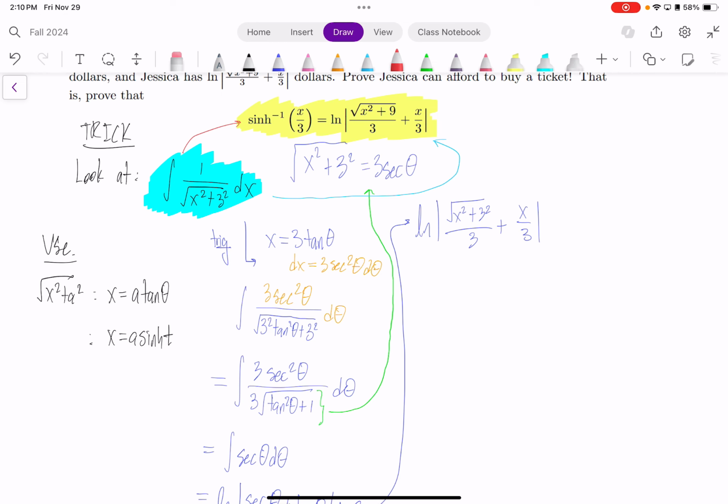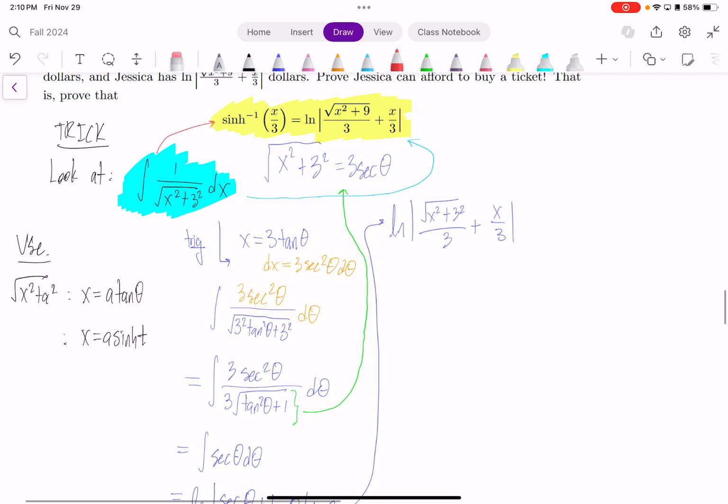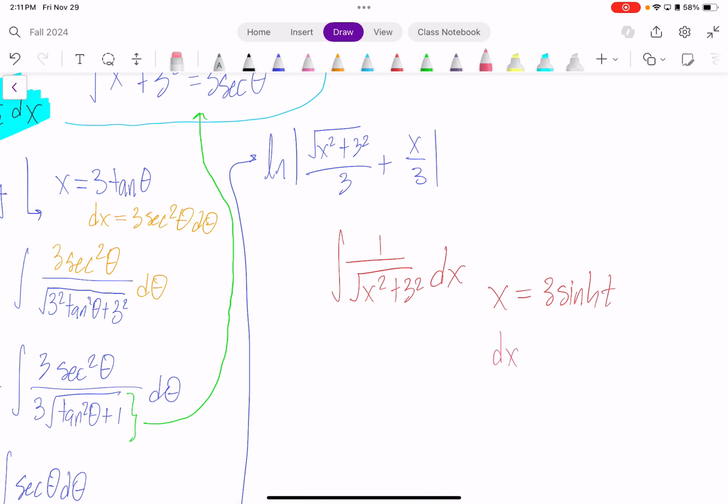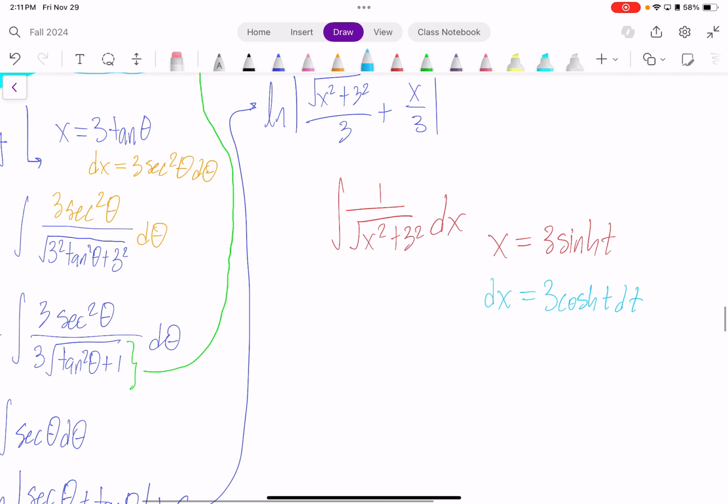Okay? Okay, let's try a hyperbolic sub. Let's try one really quick. So, we're integrating 1 over the root of x squared plus 3 squared dx. All right, so we're integrating this function. We're going to use the substitution x is equal to 3 sinh of t. Then let's take the derivative. We'll get dx is equal to 3 cosh of t dt.